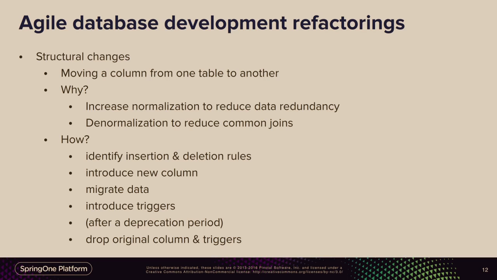So what happens when I insert into table A or I delete from table B? What are the business rules that I'll need to propagate back and forth? And then you can go ahead, introduce your new column into the new table. You can migrate your data over, and then you introduce your triggers to keep the two tables in sync. Keep that data available to the old version of the code and the new version of the code.